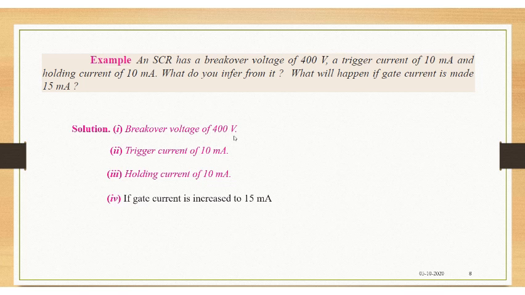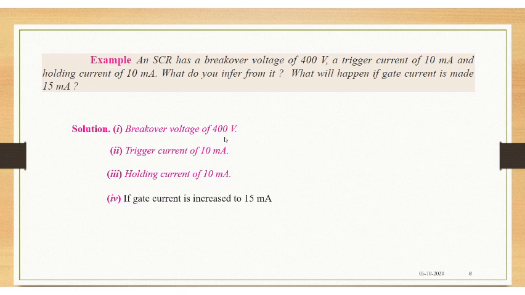The breakover voltage is 400 volts, which means what? With the gate open, if the supply voltage you are applying is less than this breakover voltage, then the SCR will not conduct. It remains open. That's the meaning. When the gate is open, when you have not applied any gate voltage, and the supply voltage is equal to this 400 volts, then what happens? The SCR will close, or it will start conducting.